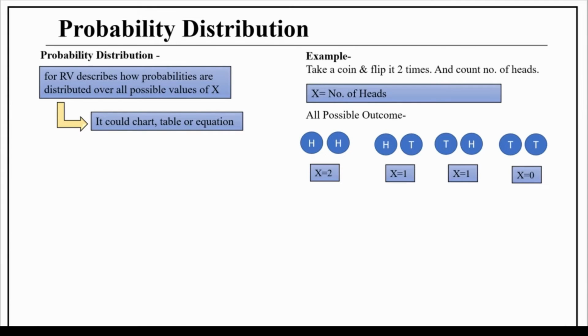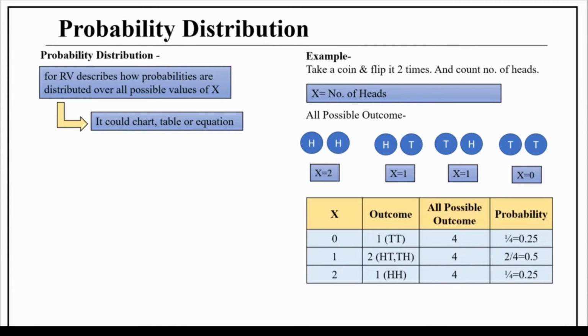So let's express all possible values in table format. In the first row, when x is 0, we had 2 tails and that happened one time only. So there were 4 possible outcomes. So the probability of having 0 heads is 1 by 4, that is 25%. Similarly for x equal to 1, there were 2 occasions when we had a head, so the probability of having 1 head is 2 by 4, that is 50%.